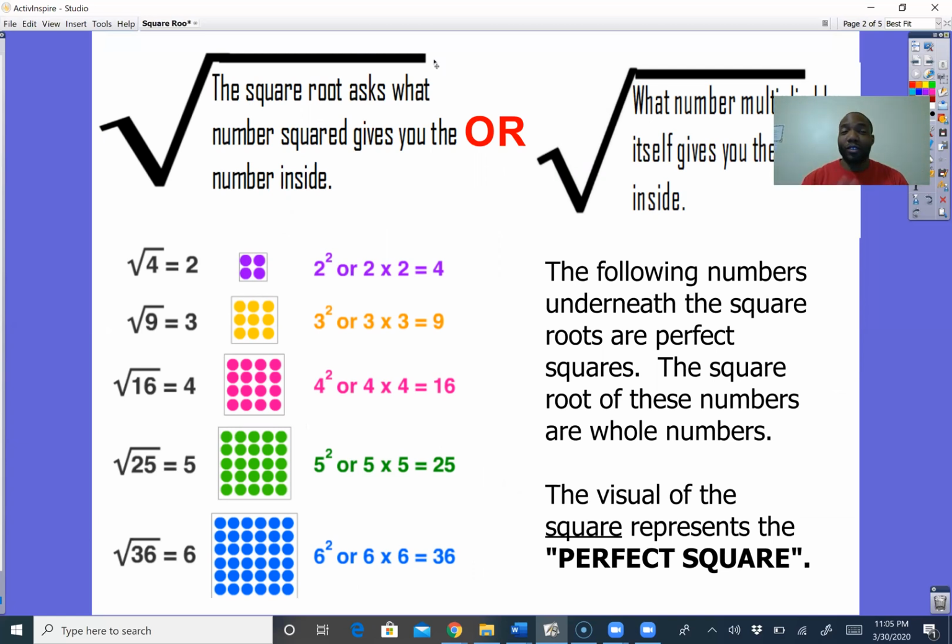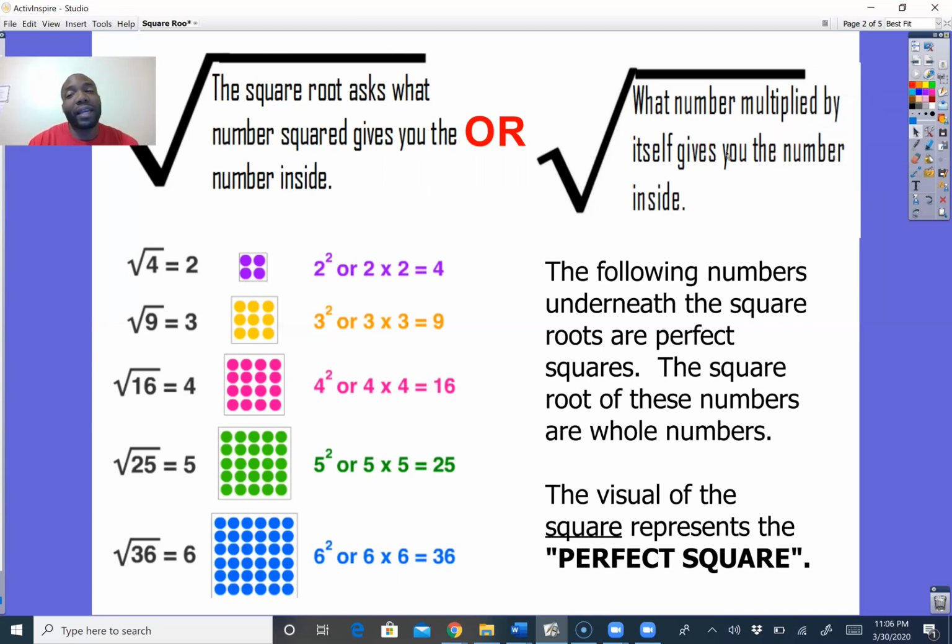So the square root asks, what number squared gives you the number inside? Inside of the radical, this is a square root. It asks what number squared gives you the number inside, or it is asking what number multiplied by itself gives you the number inside. If I square a number, basically I'm multiplying the number by itself. Okay, so the square root of 4 is 2. Why? Because 2 squared is 4, or 2 times 2 is 4.